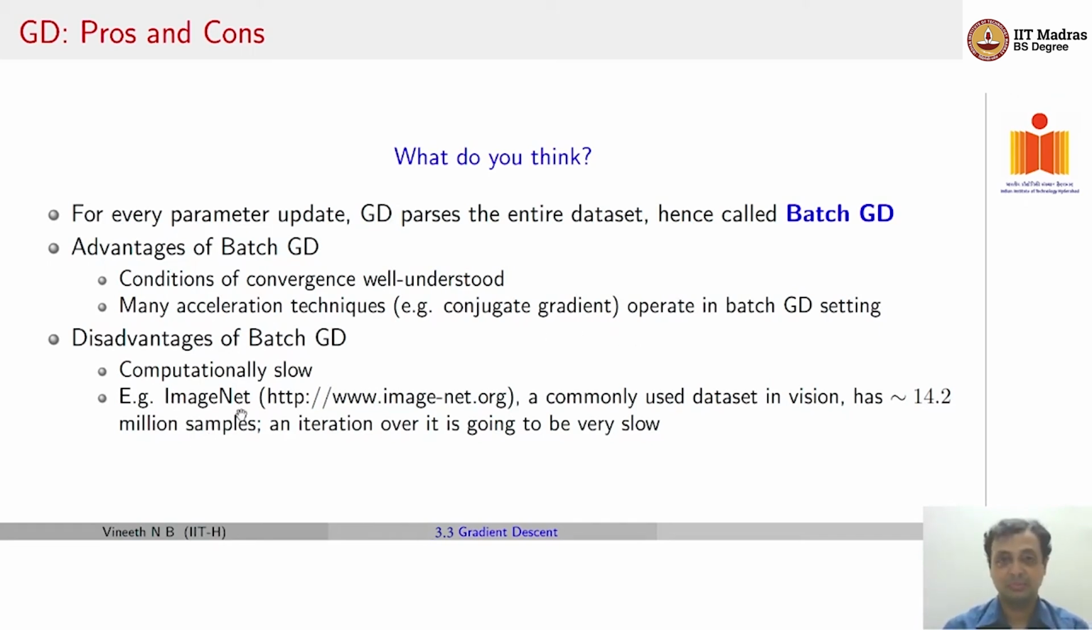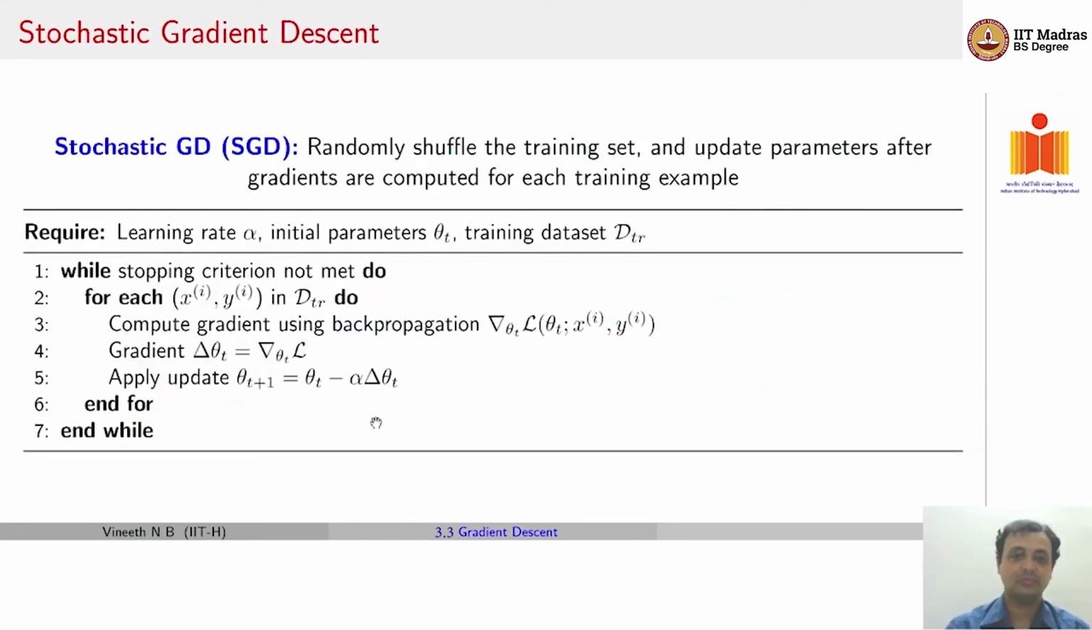ImageNet, which is a computer vision challenge and a very commonly used data set in vision, has today about 14 million samples, and one iteration over all of those 14 million samples can be very slow to wait for one parameter update. That brings us to a very popular approach known as stochastic gradient descent.